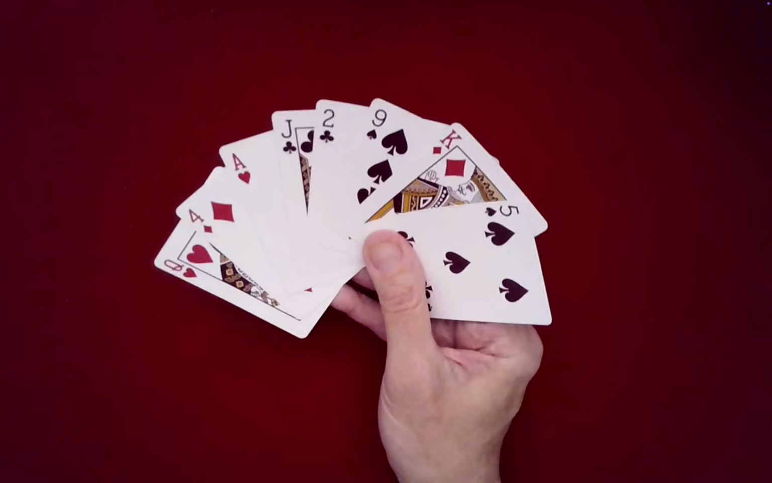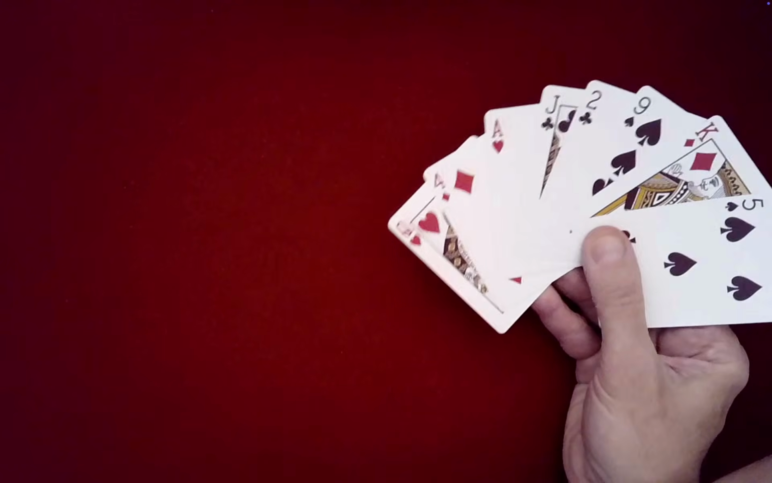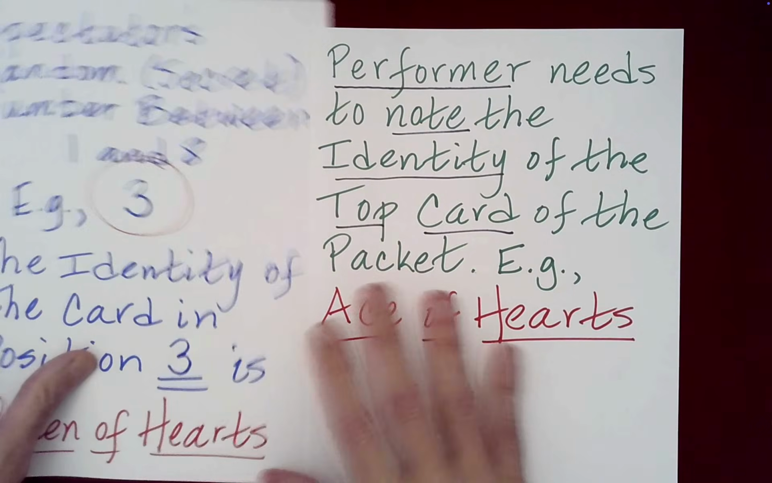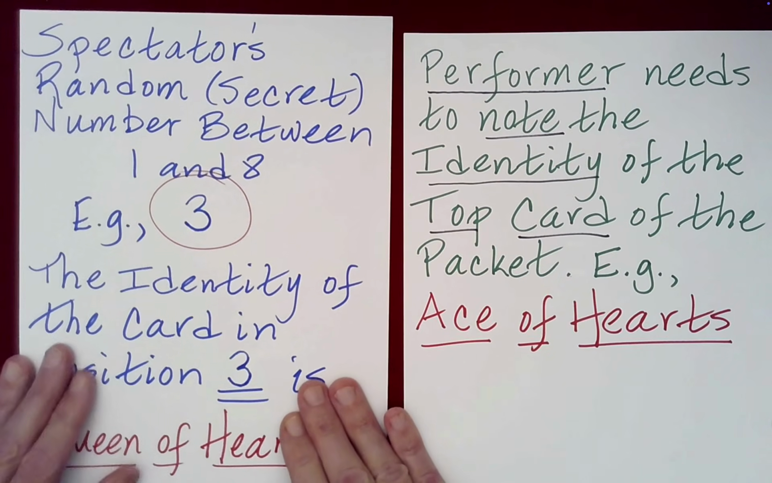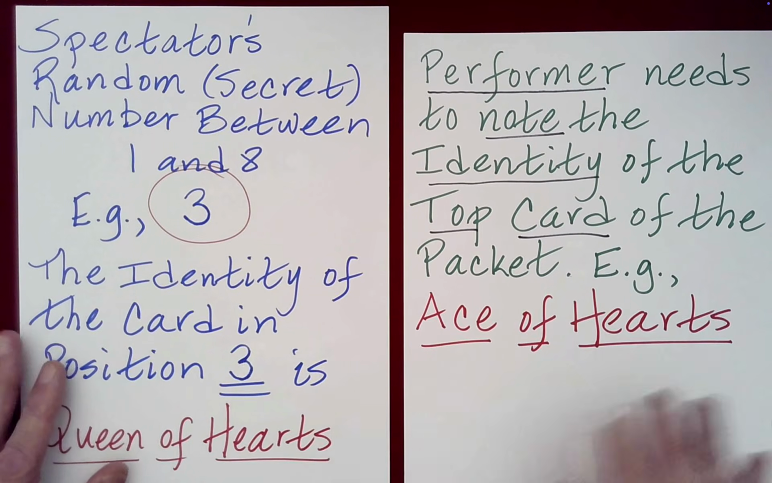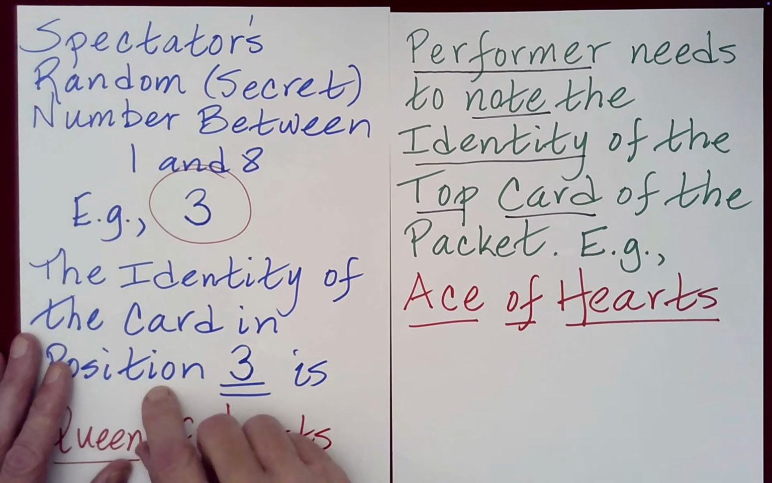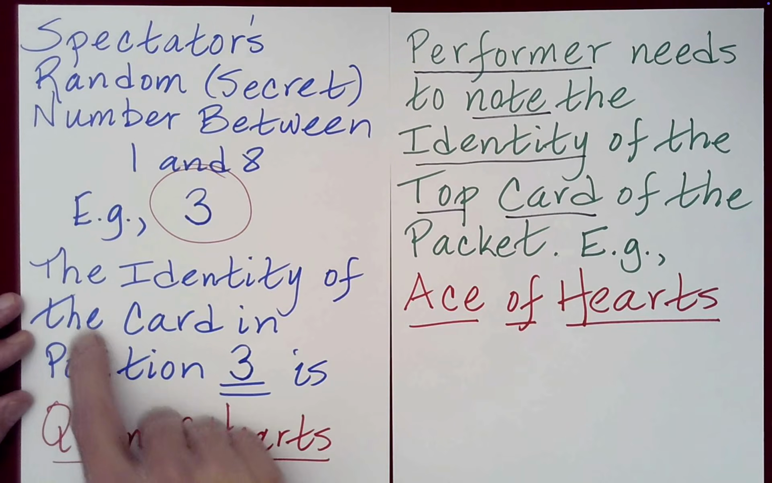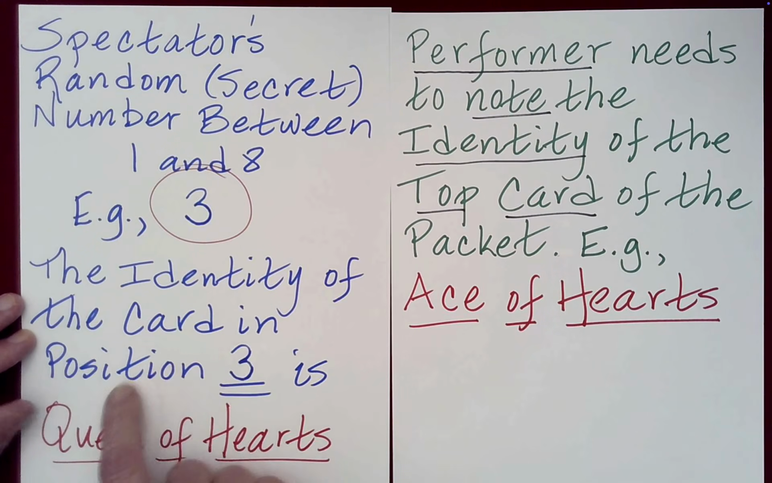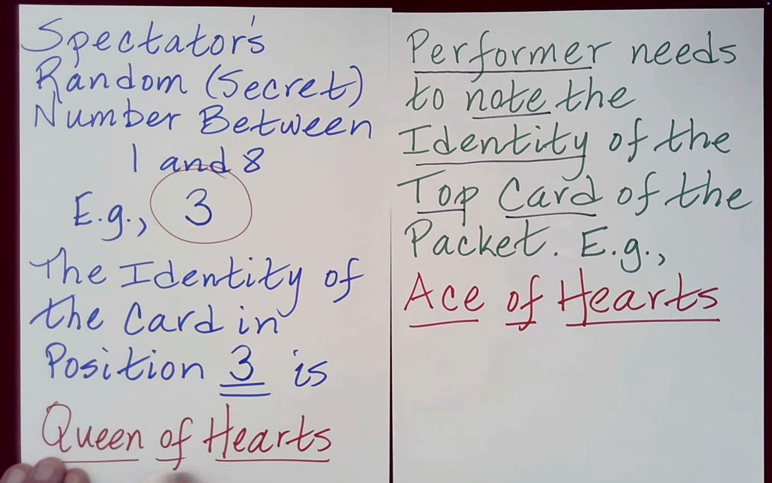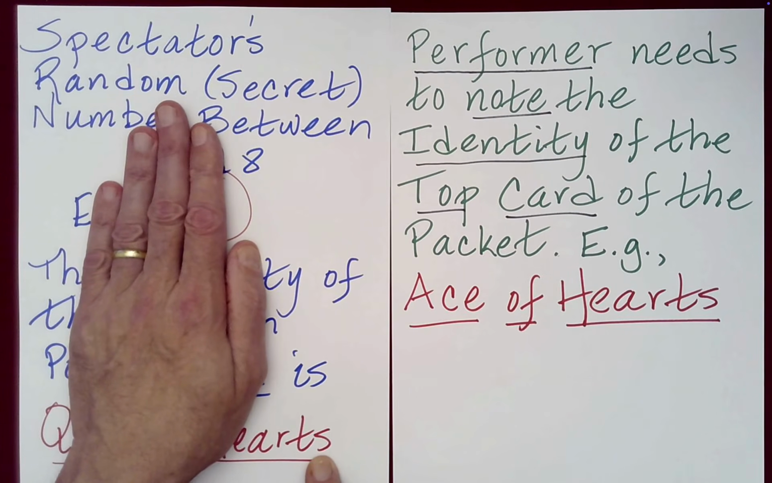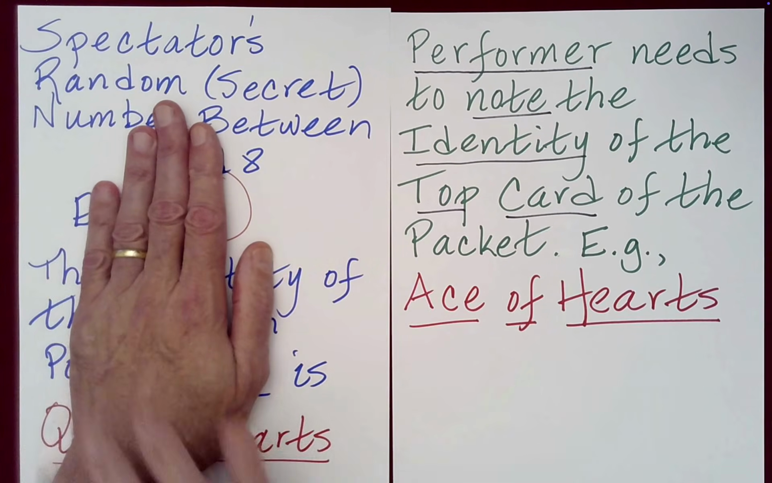So if you just go through the steps, in fact, let me just bring out a couple of write-ups that I took the time to write up here, that might help people. So here you have a spectator's random secret card between 1 and 8. We went with 3 in the example. And then they identify the card in position 3, and it happened to be the Queen of Hearts. So this is all information the spectator has, the performer does not. They don't know any of this, okay?